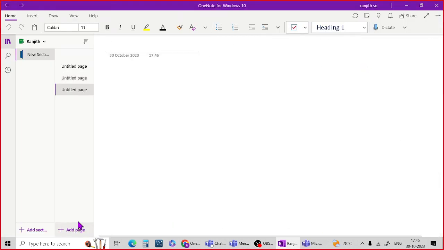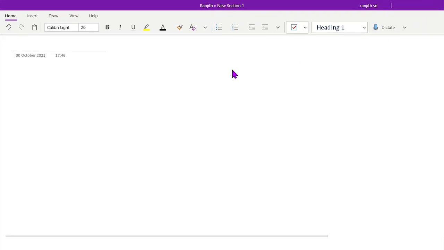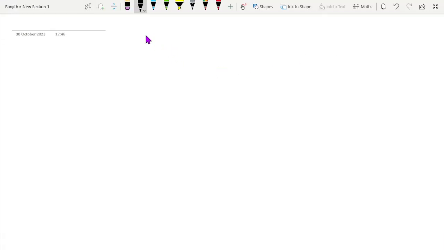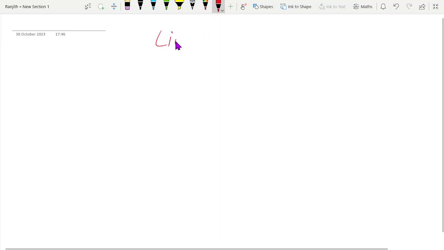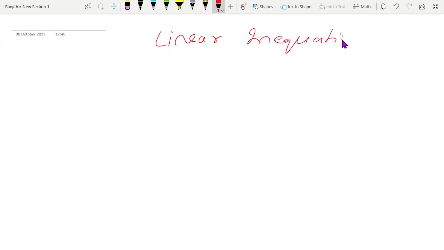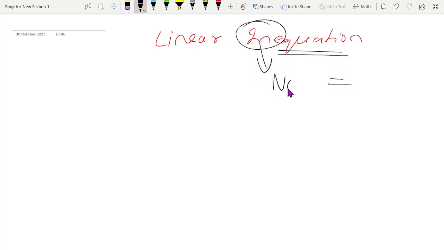Can you all see the screen now? Yes, sir. Okay, linear inequation. Before this, we studied linear equation. The meaning of equation is equal to. The meaning of in is not equal. So this is similar to simple linear equation, students. Almost all the concepts are same. Linear is straight line and inequation is something which is not equal to.